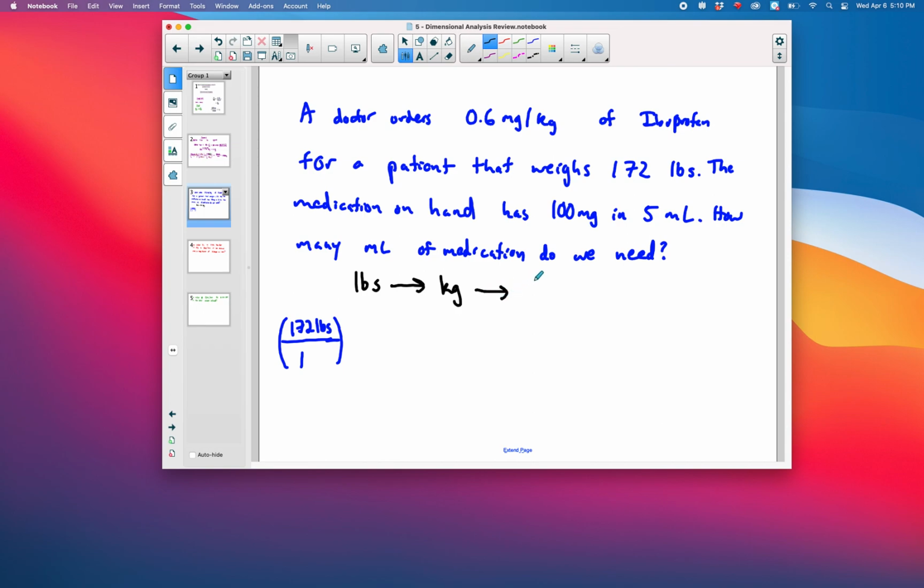Then we're going to take the patient's weight in kilograms and we're going to use that to tell us how much of the pure drug to give that patient. So that is going to convert to milligrams of the drug. In this case, it's ibuprofen. Okay, once we have that conversion, what's the next connection?